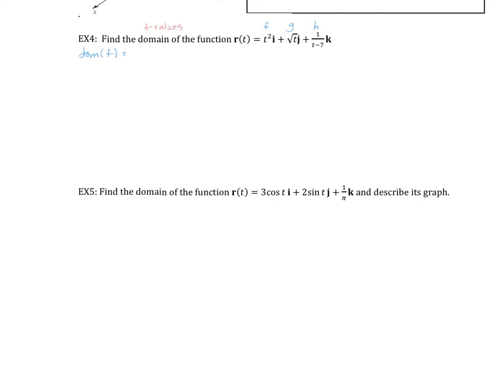We're talking about values we're putting into our function. Since it's t squared, I have no restrictions. I can put any real number into t squared. So the domain is going to go from negative to positive infinity.